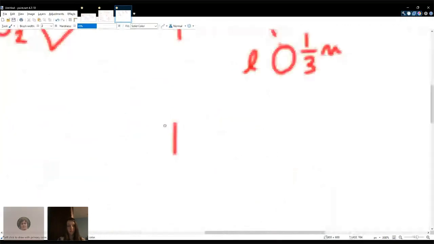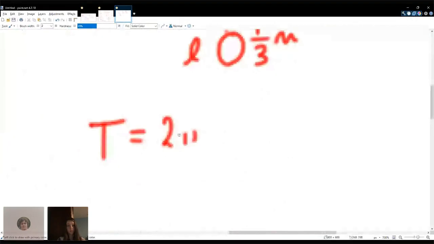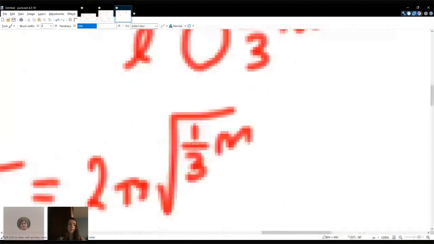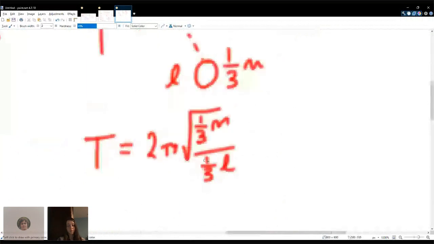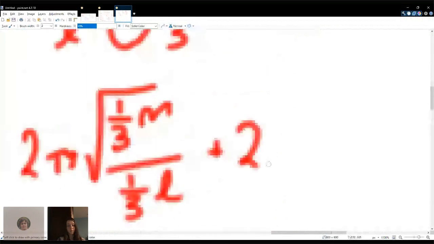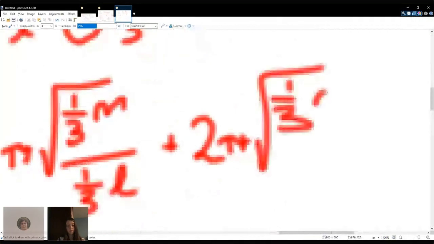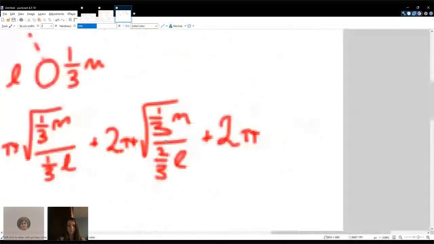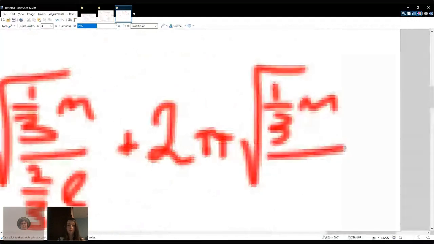The period would end up being the sum of these. So it would be 2 pi square root. The m over here is 1 over 3m, and the length is L over 3. So 1/3 L plus 2 pi square root 1/3 m over 2/3 L plus 2 pi square root 1/3 m over L.